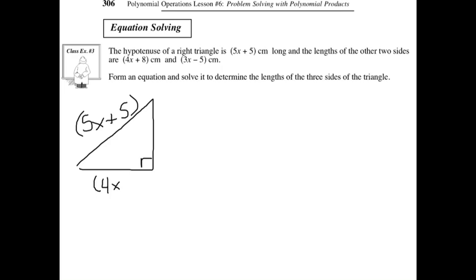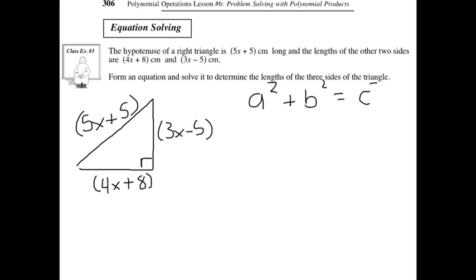So, first off, draw yourself a triangle. Might make it easier to visualize. We've got a right angle triangle. The hypotenuse is going to be 5x plus 5, and the other two sides are going to be 4x plus 8 and 3x minus 5.